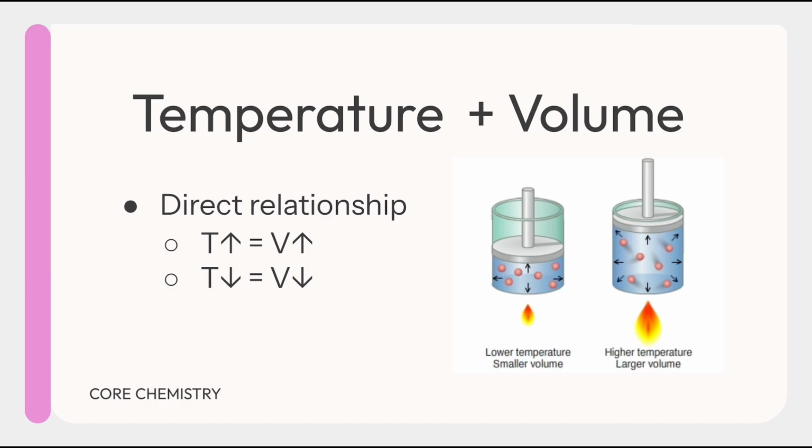Temperature and volume also have a direct relationship. This is due to the fact that as a gas's temperature increases, the particles are speeding up and will need more space to reduce collisions. As particles begin to occupy more space, the volume will experience an increase as well.